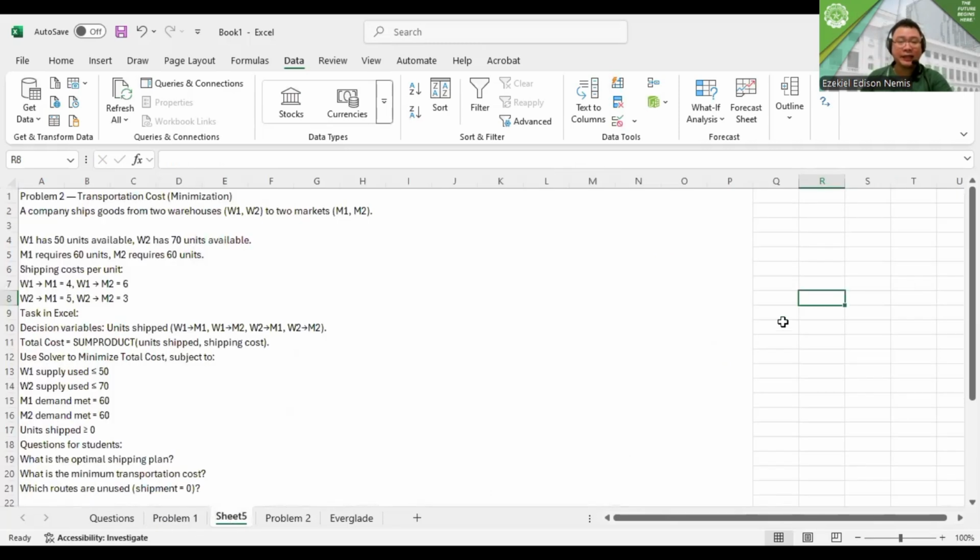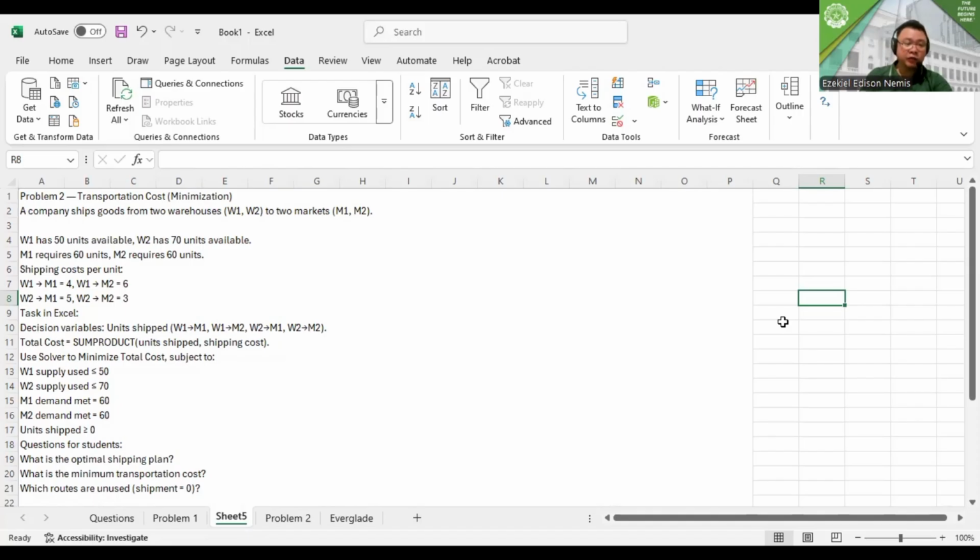Here, this is a very tricky one. In this problem, we talk about the transportation cost, and as you can see, we're not going to maximize the profit. What we need here is to minimize. A company ships goods from warehouse 1 (W1) and warehouse 2 (W2). They also have market 1 and market 2. W represents warehouse, M represents market. Here are some of the given data.